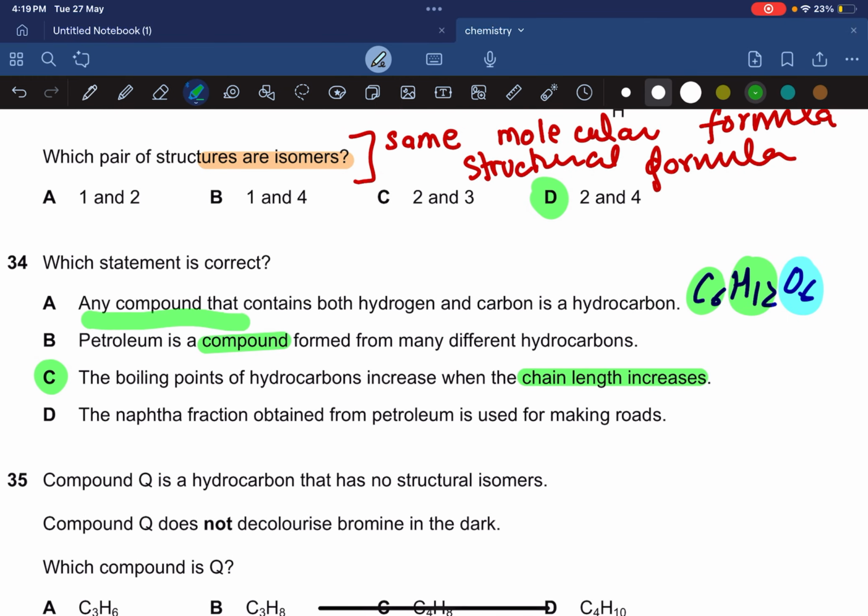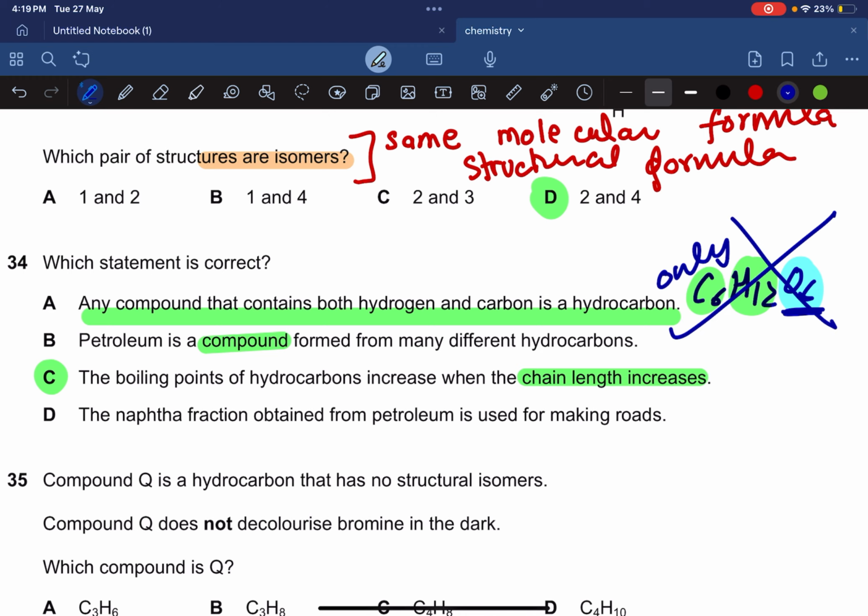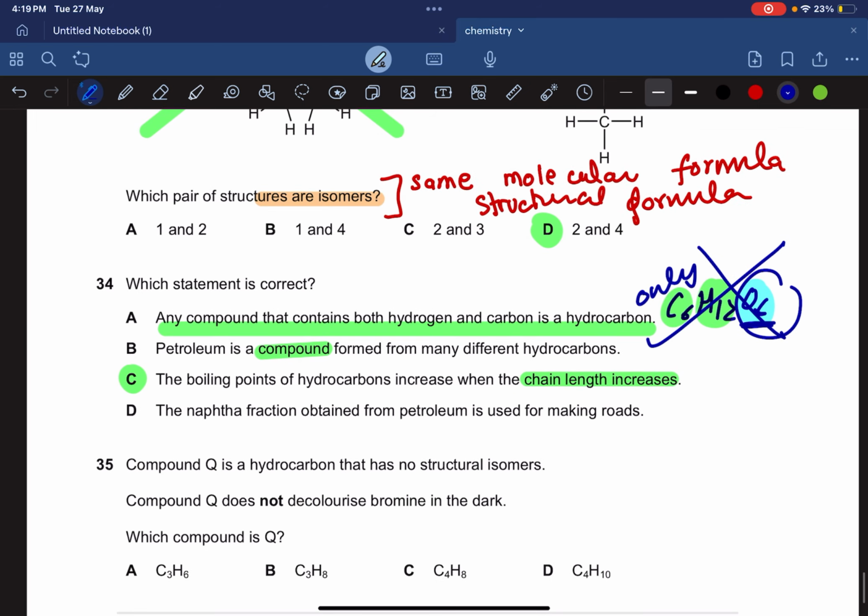Any compound that contains both hydrogen and carbon is a hydrocarbon? No. There should be carbon and hydrogen only to be a hydrocarbon. If you have anything apart from carbon and hydrogen, it is not a hydrocarbon. Okay, this glucose is not a hydrocarbon because of this oxygen. There is only one condition for a hydrocarbon: nothing apart from carbon and hydrogen.